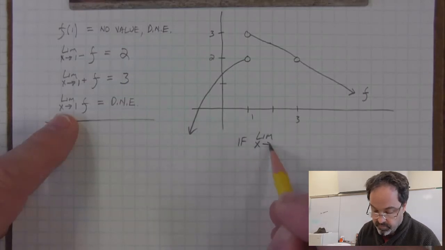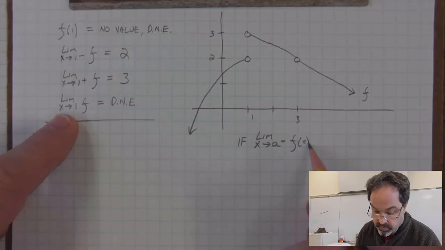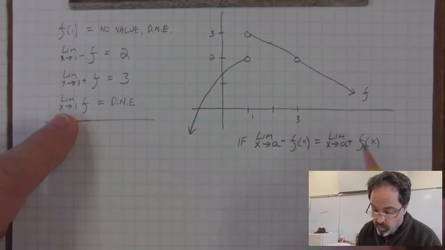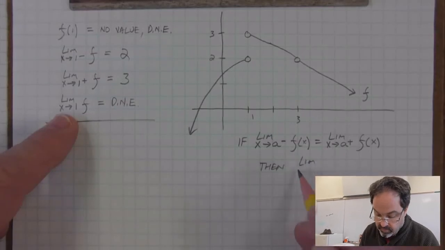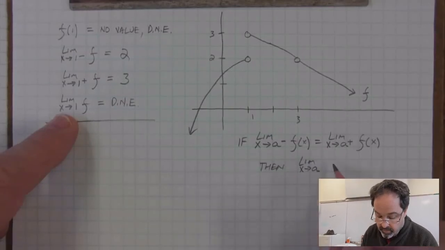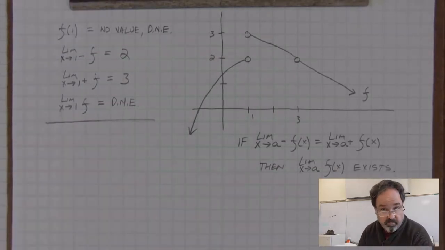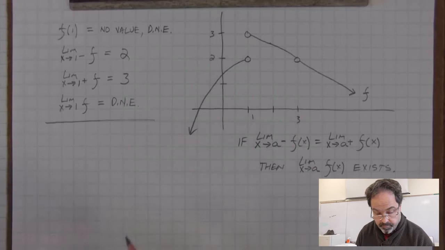If x approaches any value in the domain, we'll say a, from the left, and it is equal to the limit as x approaches that same value a from the right. So these are the one-sided limit statements. And if they're equal, then we can say that the limit as x approaches a, the absolute limit, exists. One-sided limits have to be equal for the absolute limit to exist.